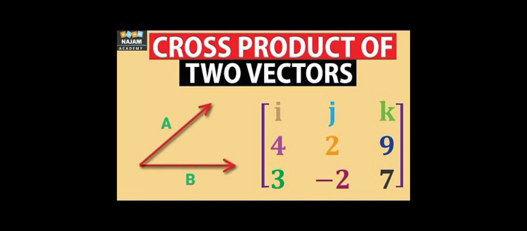3. Non-commutativity. The cross product is not commutative, meaning **A** × **B** is not equal to **B** × **A**. Instead, **A** × **B** equals −**B** × **A**.